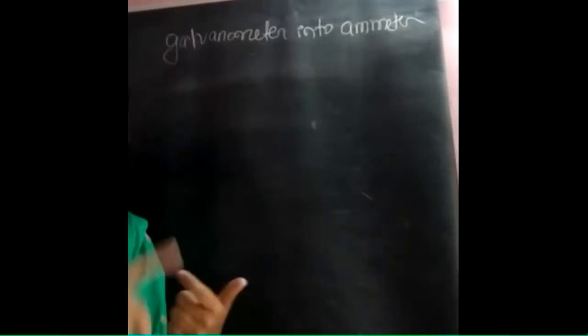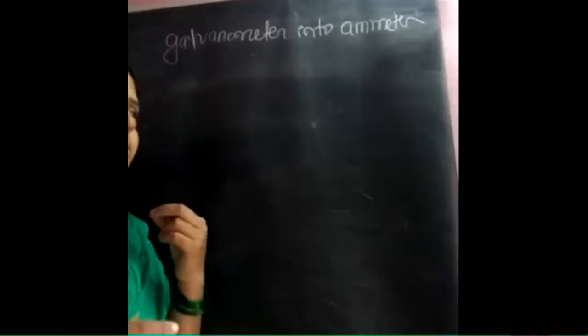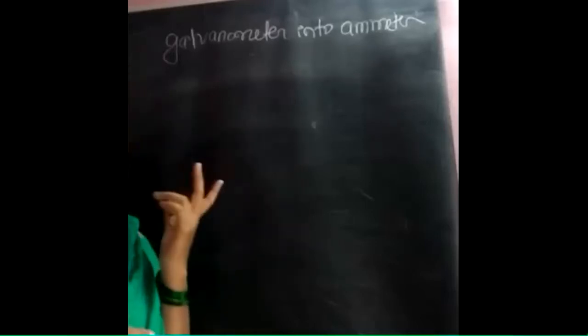So for that reason, you know simple circuits. Simple circuits consist of, suppose you are doing verification of Ohm's law, it consists of resistance, voltmeter, ammeter, plug key, battery, resistors. Like that, the connections will be there. Here, what we are doing? Here we are converting galvanometer into ammeter. How to convert galvanometer into ammeter? What is the device you require to convert a galvanometer into ammeter?